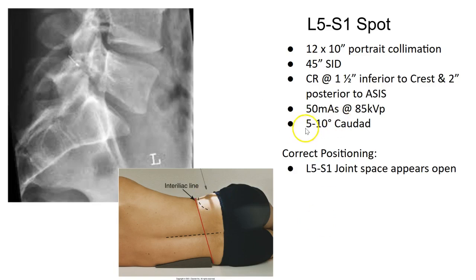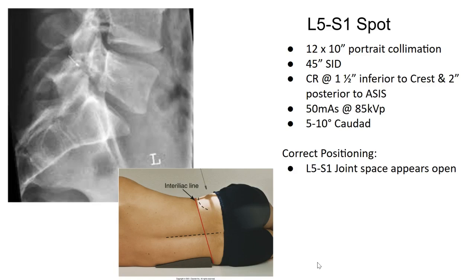Now, you do need to add a 5 to 10 degree caudal tube angle. And if you notice, when the patient is recumbent, the line between iliac crest, between the pelvis here, right and left, is not perpendicular. So to compensate for that, you want to include a caudal tube angle, 5 to 10 degrees.